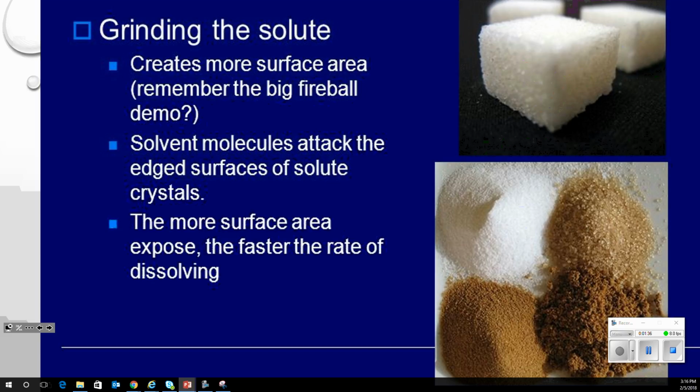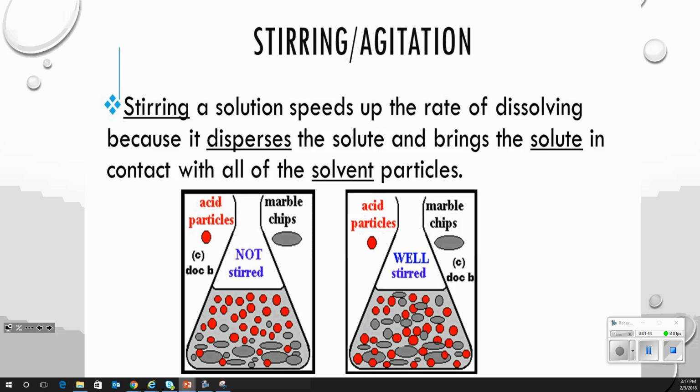So the first one, grinding the solid. We want more surface area. So powdered sugar has the most surface area. Sugar cubes would have the least. Stirring or agitation. Stirring a solution speeds up the rate because it disperses the solid and brings the solid into contact with all the solvent particles. So if I stir something, it tends to dissolve a lot faster than just letting it sit there and hope it dissolves.